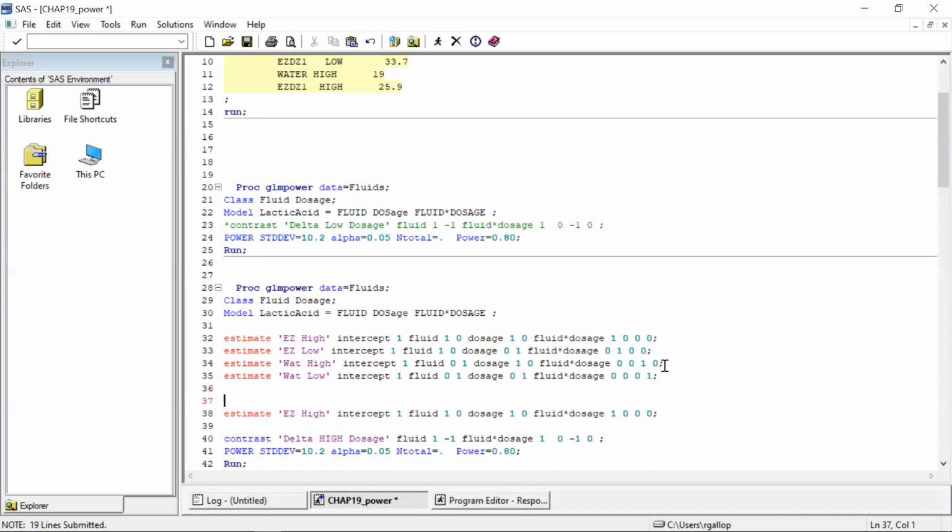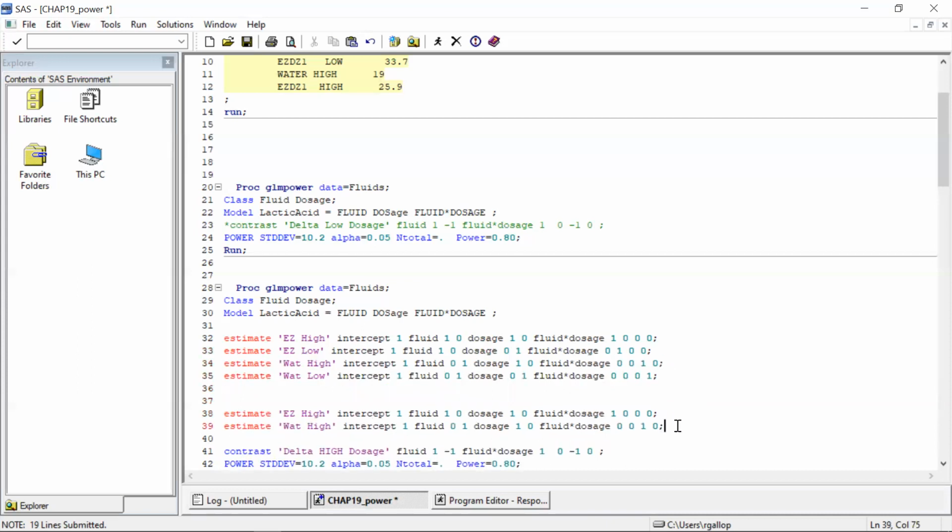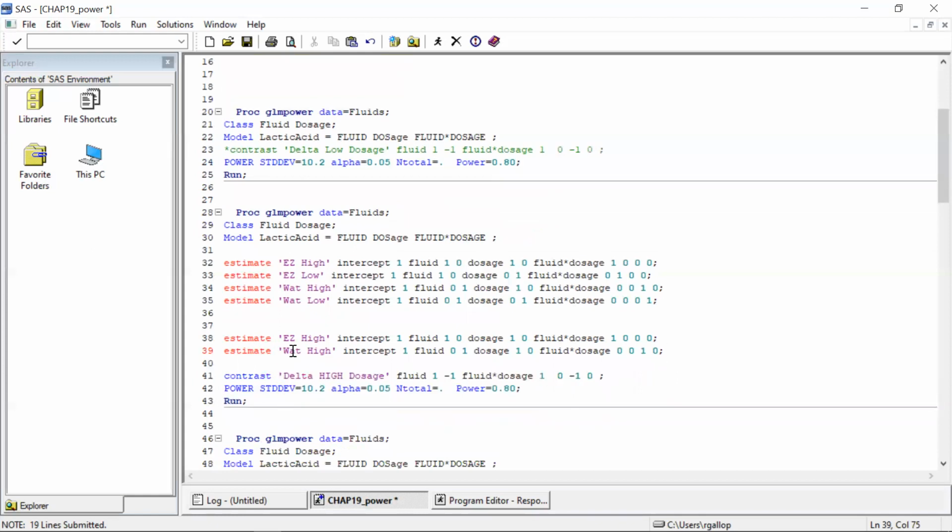It's doing kind of what we did before. Lines 38 and 39, we subtract coordinate-wise. The intercept, 1 minus 1, doesn't need to be there in a contrast statement. So line 41 doesn't have the intercept.